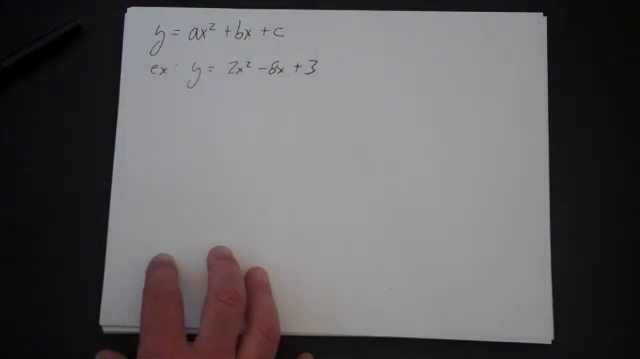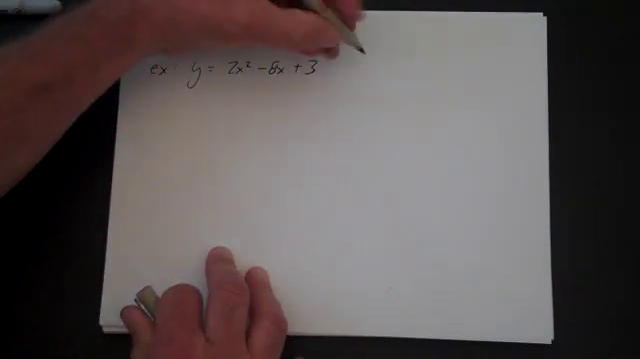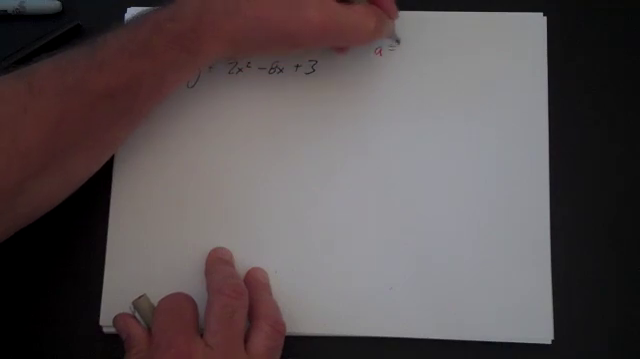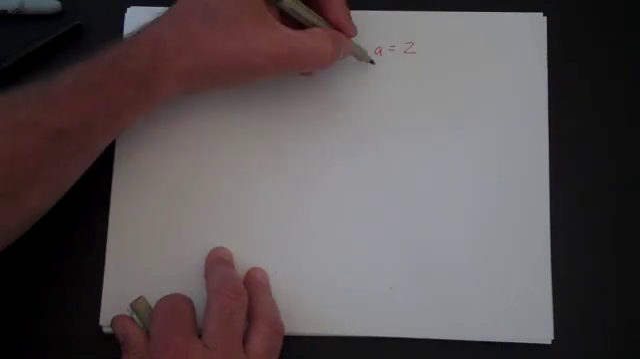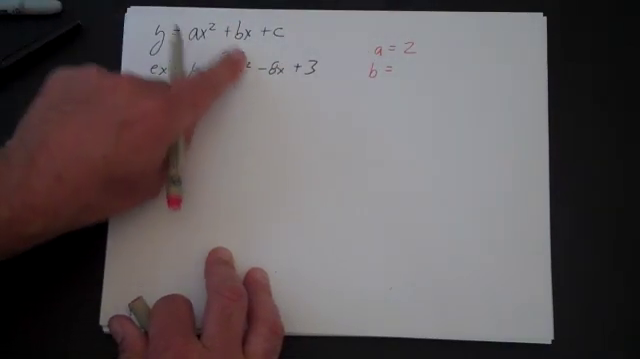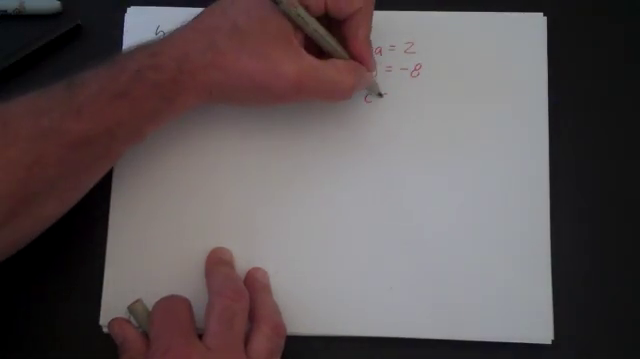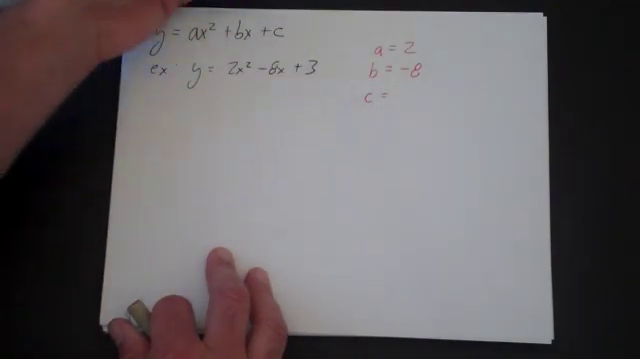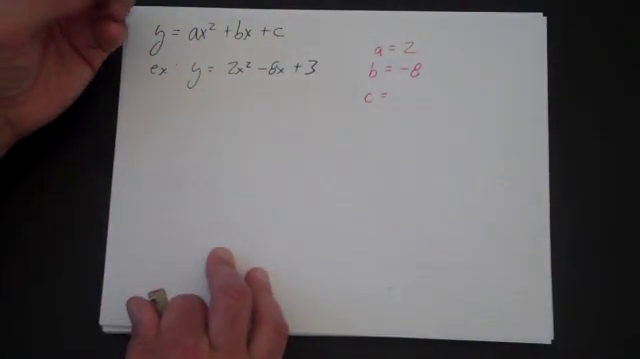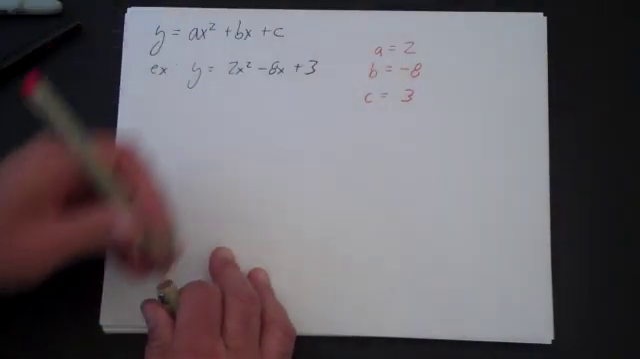In this case, we would identify a as the coefficient in front of the x squared, so in this case a is 2. B is the coefficient in front of the x, so that's a minus 8. And c is the constant, or the number without a variable after it. In this case it's 3.